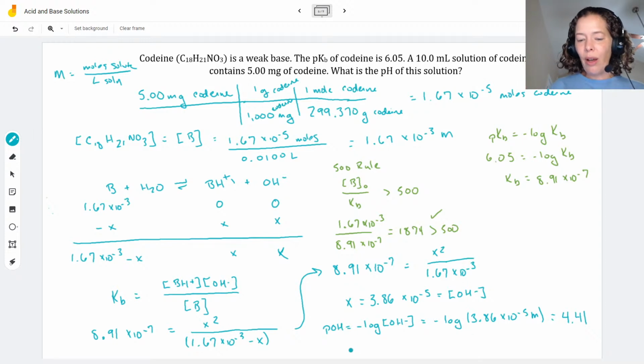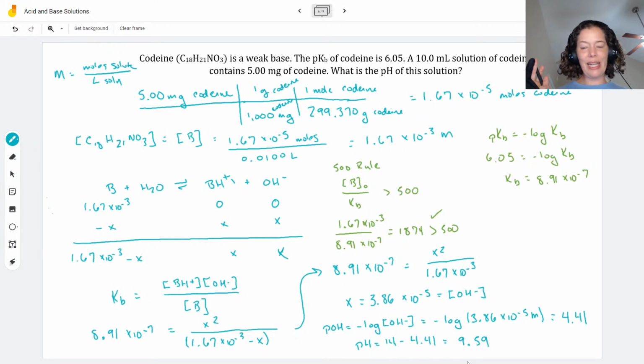But this is pOH, which means that to calculate my pH, I'm just going to take 14 minus 4.41, and that gives me a pH of 9.59. That makes a lot more sense for a base, right? To have a pH that is greater than 7. So that's another place where, again, I see students stop and they've actually calculated pOH, but they think they've calculated pH. So just make sure that the answers that you're getting make sense in the context of the problem.